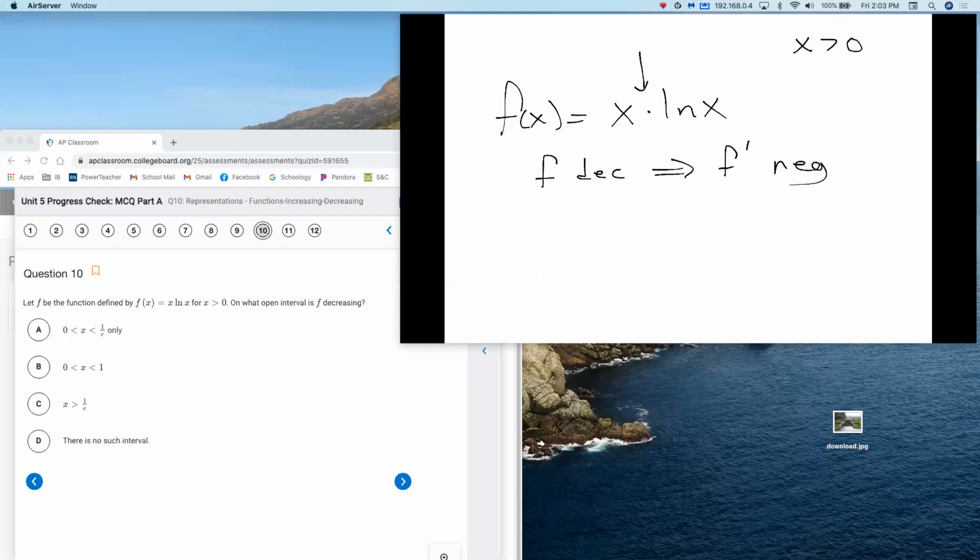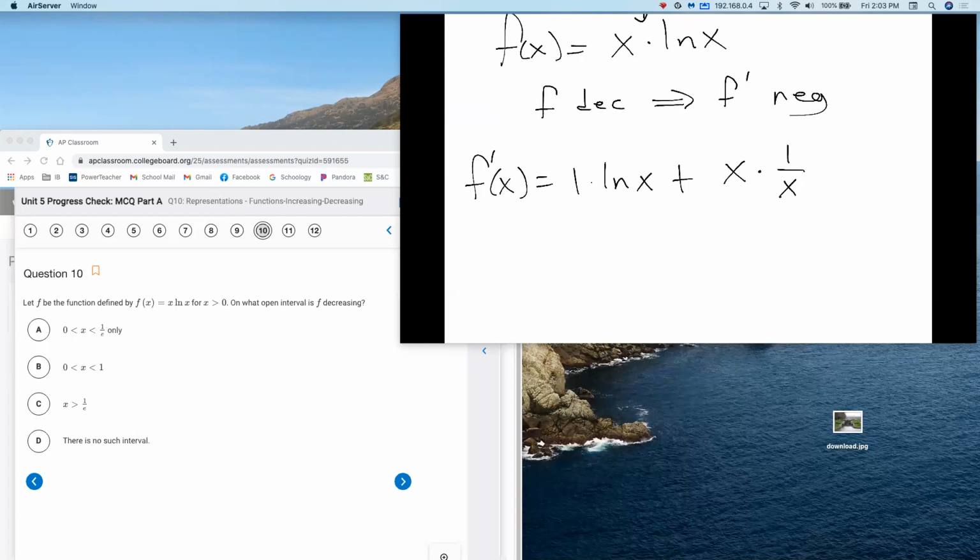Because this is a product, we need to use the product rule. So f prime of x equals 1 times the natural log of x plus x times 1 over x, since the derivative of the natural log of x is 1 over x. Any questions on that? Okay, so what we have is the natural log of x plus 1 equal to 0.